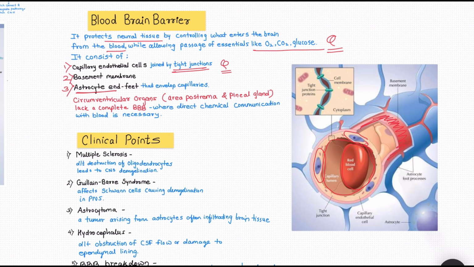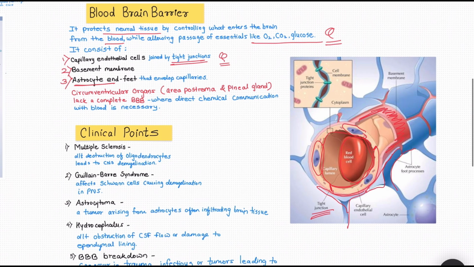So these are astrocyte processes, the end feet. Okay, so these are nothing but astrocytic end feet. And there are tight junctions. Capillary endothelial cells are joined by tight junctions. So these tiny junctions are tight junctions. Because of tight junctions, only few things are allowed to pass.